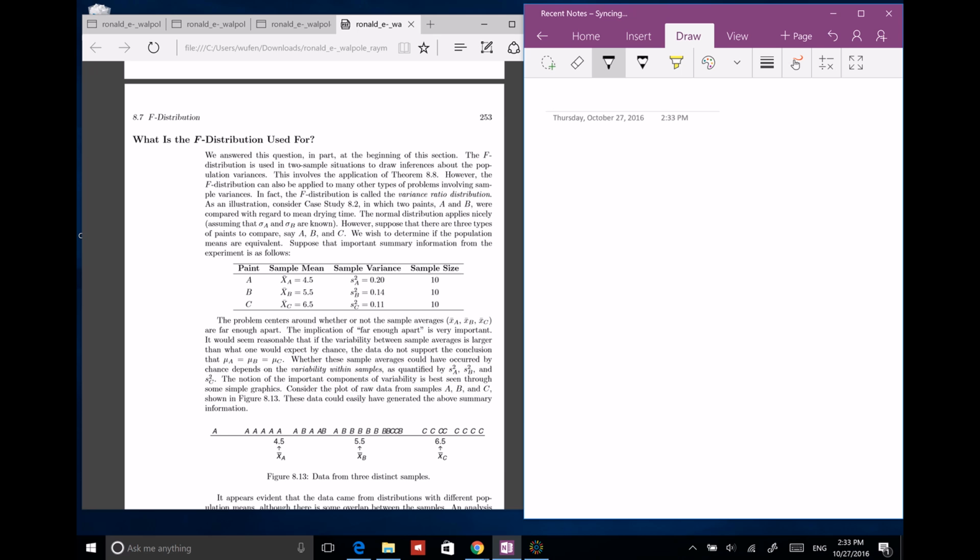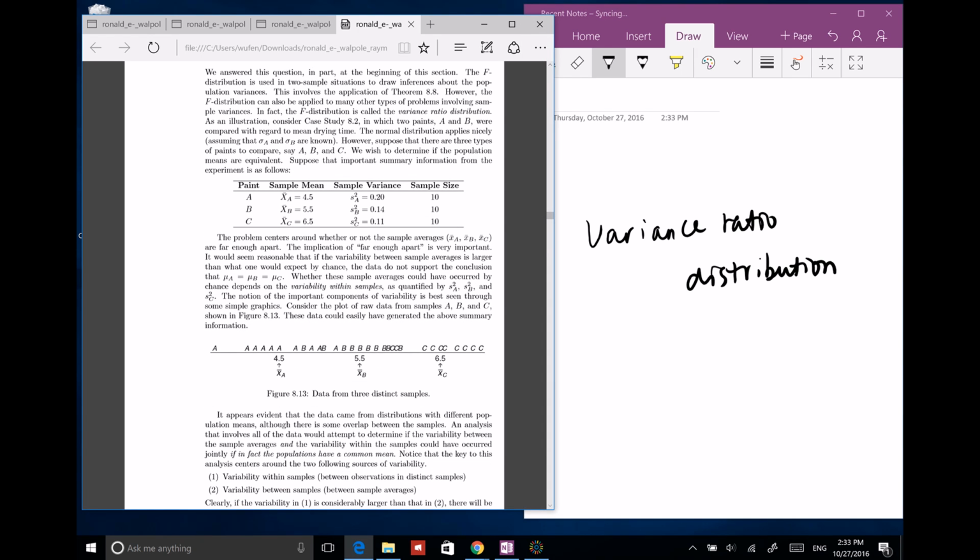You see that? Variance ratio distribution. Okay. You want to compare if there is a big difference between the variances of these two distributions. So case study 8.2: two paints, A and B, were compared with regard to mean dry time. The normal distribution applied nicely since sigma A and sigma B are known. However, suppose there are three types of paints to compare, say A, B, C. We wish to determine if the population means are equivalent.